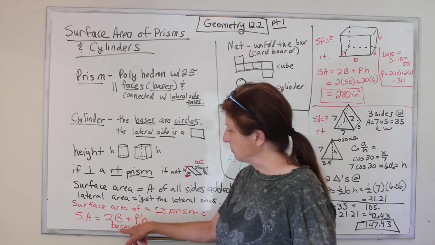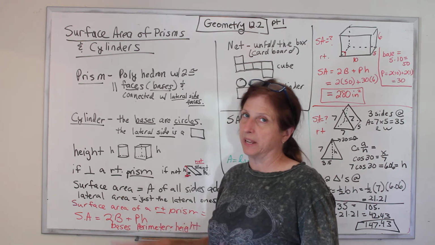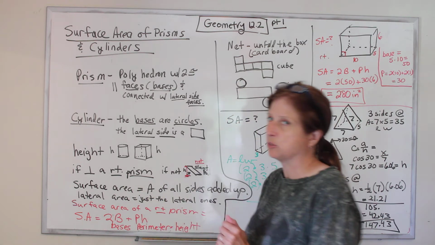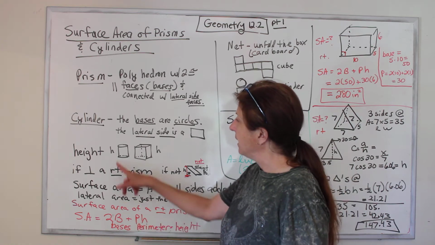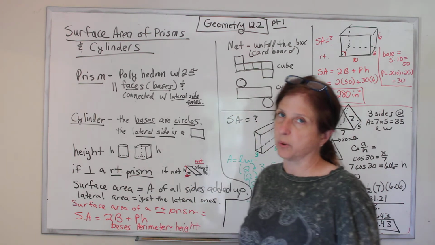Okay, and then 2 times the base is 2 times the area of the bases, so you have to get the area of each one, usually by length times width, unless it's a cylinder, then it'll be pi r squared.